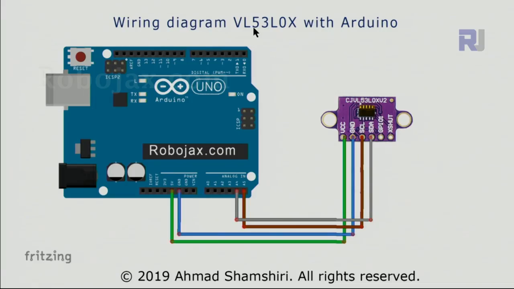This is the wiring diagram for the VL53L0X, this chip with this pink module. From the left, VCC is connected using a green wire to 5 volts. For ground, I use a blue wire connected to the ground. And then clock or SCL has been connected to this last pin, A5, and SDA, the data pin, has been connected to A4.